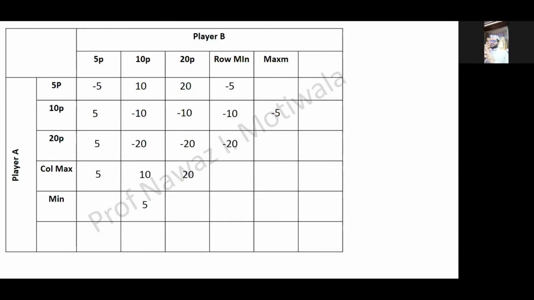Now, for mixed strategy, till now we have seen two methods: the formula method and the oddments method. The formula method needs a 2 by 2 matrix. The oddments method can be used with a 2 by 2 matrix, or we can also go by a 3 by 3 matrix.